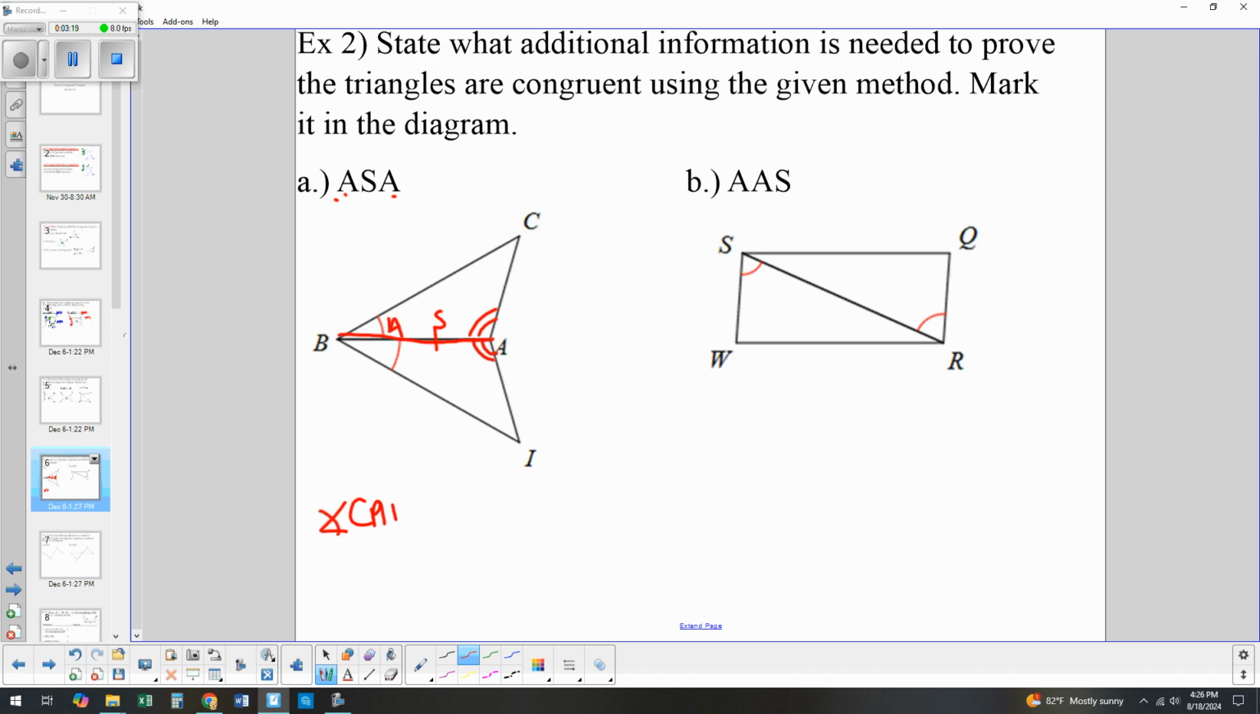Let's try to write that A, B, and angle IAB. For part B, we also have the reflexive side we can mark. We have an A and we have an S, and I want AAS this time. So I don't want this side to be between the angles. So I would not use the other end of this side. I'm going to go ahead and put my other angle here at W and at Q.